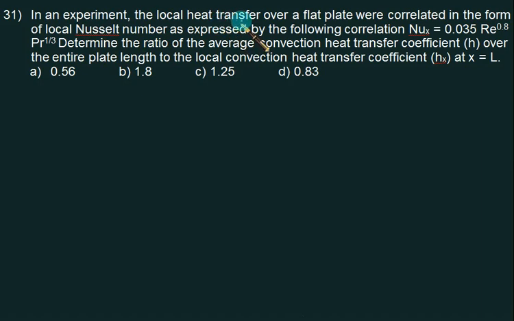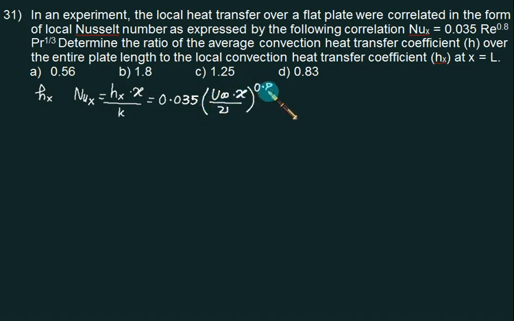In an experiment, the local heat transfer coefficient is given in the form Nux equals 0.035 Reynolds to the power 0.8, Prandtl to the power 1 by 3. We have to calculate Hx in terms of HL. So Nux equals Hx into x by k, equal to 0.035 times u infinity into x by nu to the power 0.8 into mu Cp by k to the power 1 by 3.